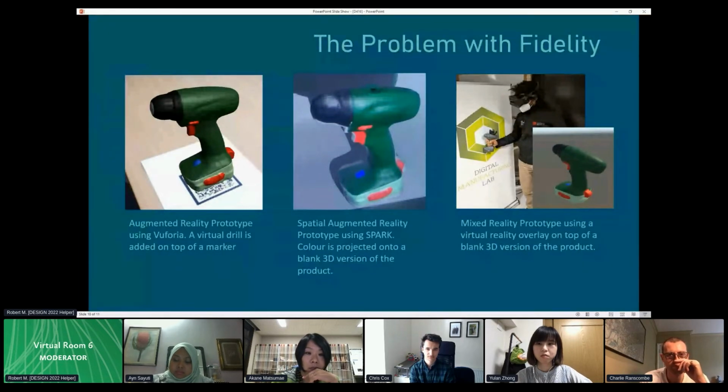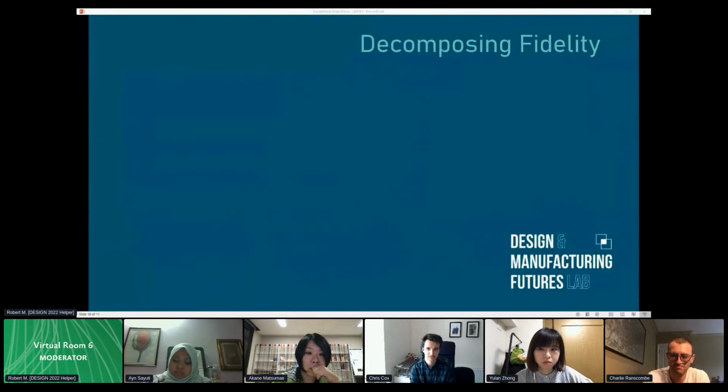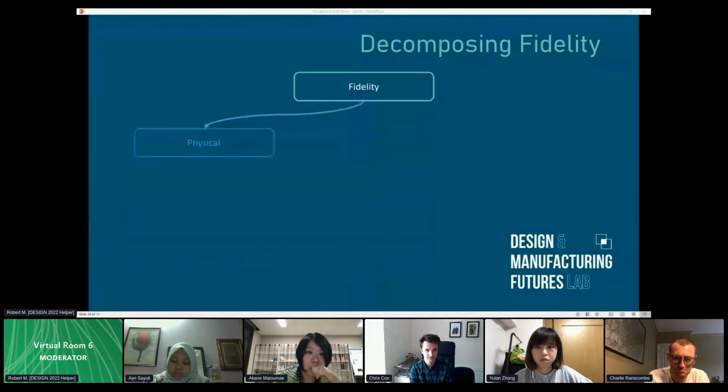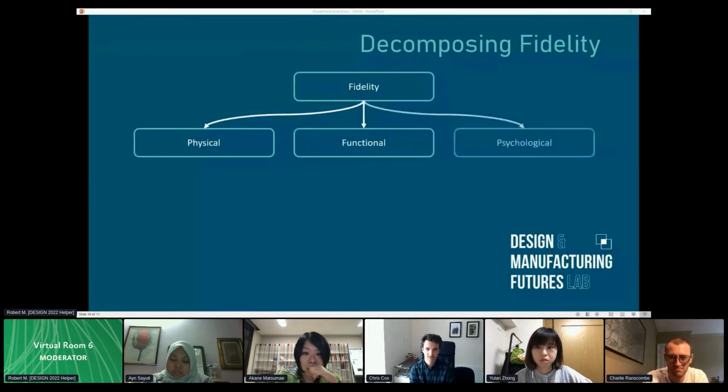As such, we propose that a clearer definition of fidelity may come from separating out the different components of fidelity based on how we perceive prototypes. This means that instead of a simple high and low scale, fidelity could be expressed as a profile across these dimensions. To break fidelity down into its constituent components, we've taken the taxonomy of mixed reality proposed by Fink and Schreiber, splitting it into three categories: physical, functional, and psychological.